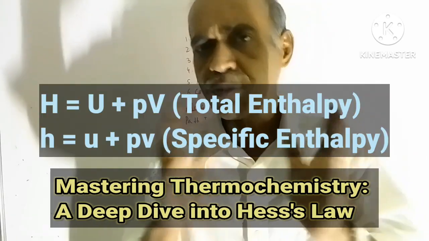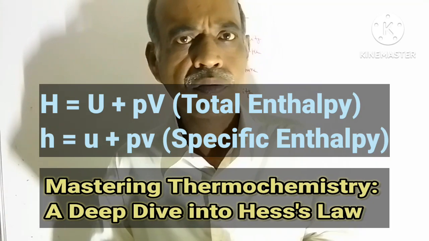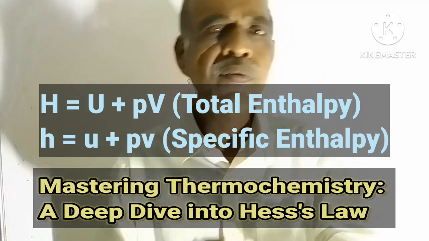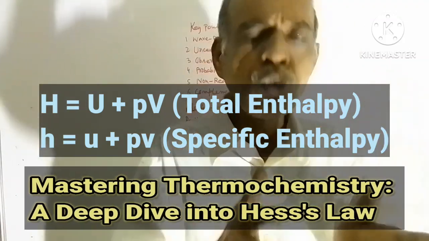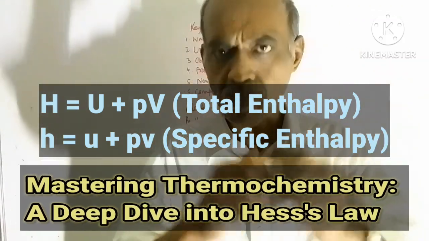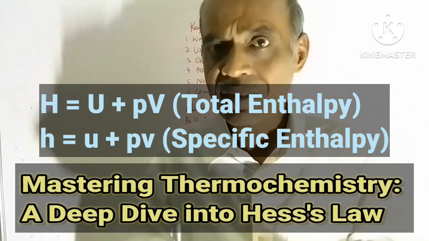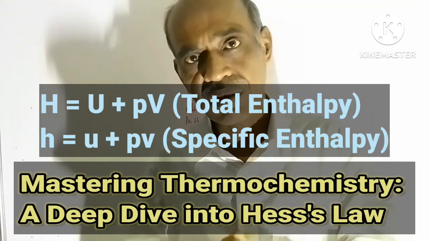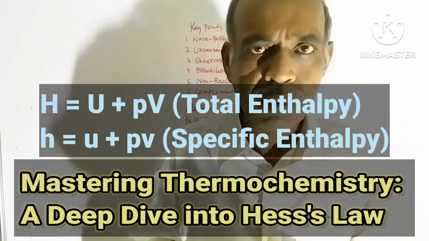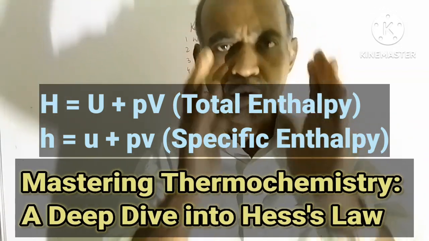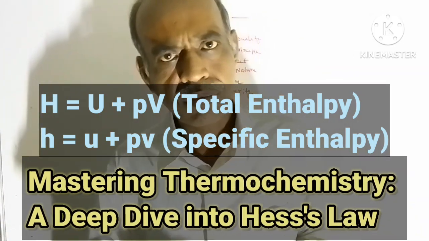It is equal to U plus PV, where U is internal energy, P is pressure, and V is volume. If U is expressed in joule per kg, that is per unit mass, then volume should also be expressed per unit mass. Then the unit of enthalpy will be joule per unit mass, that is per kg. I am talking about the SI unit.